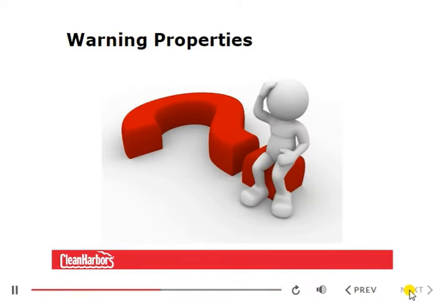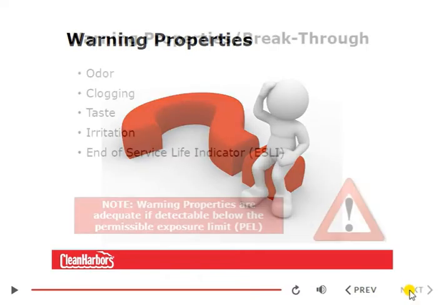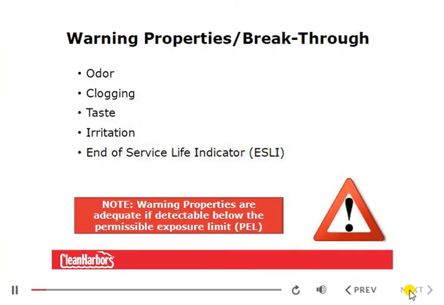What are some signs an APR cartridge is used up? If you ever smell or taste the contaminant, the cartridge may be used up. This is also called a breakthrough. Additional warning signs are a clogged cartridge, irritation, or the end of service indicator. If this happens, leave the area and check for proper face seal, damaged or missing respirator parts, and saturated or inappropriate cartridge or canister.